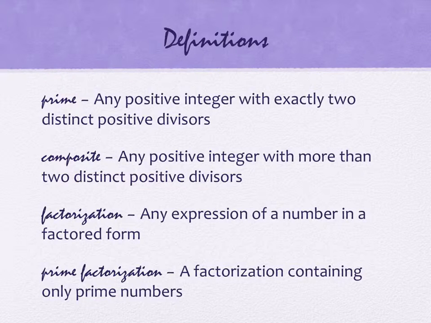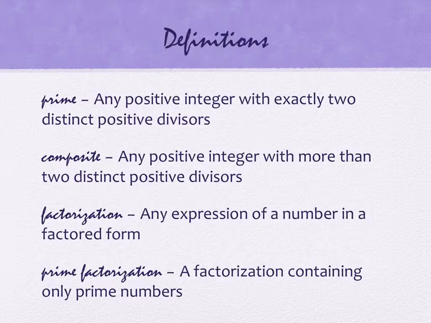Now, it's not composite either because the definition here for composite says any positive integer with more than two distinct positive divisors. So for example, 6. 6 is composite because what numbers are positive divisors of 6? 2 and 3 and 1 and 6. It has 4 divisors. But the number 1 has how many divisors? 1. So the number 1 is neither prime nor composite. Okay?